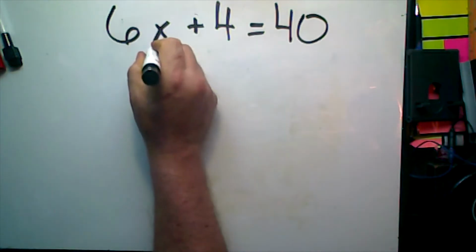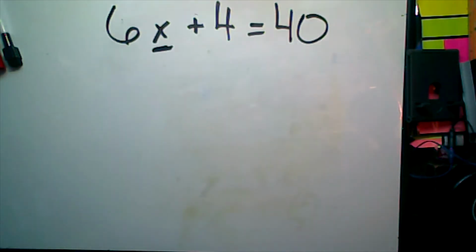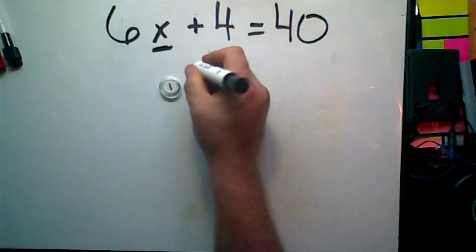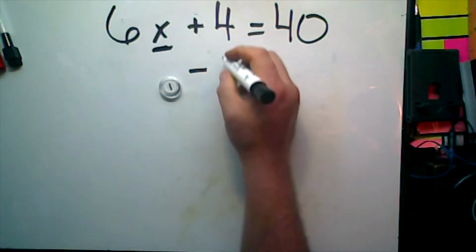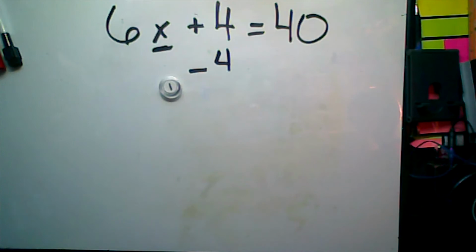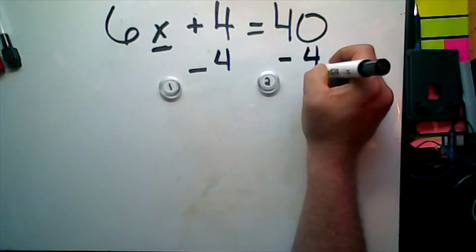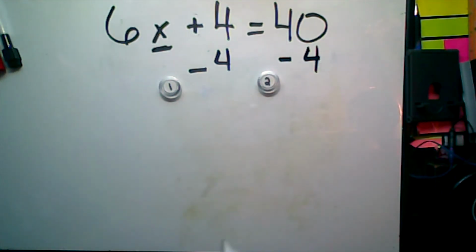4 steps. Okay, it'll always be the same steps. We want to keep the x alone. We want to get rid of the 6 and the 4. So the first thing we're going to do, get rid of the 4. Positive turns to negative, so plus turns to minus. Then the second step is we've got to do the same thing on the other side of the equation. So we're subtracting 4 on both sides. That way they stay equal.